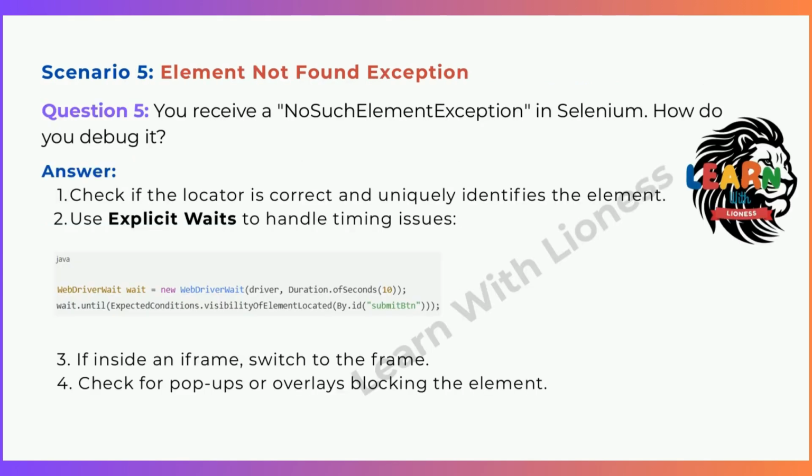Scenario 5. Element not found exception. Question 5. You receive a NoSuchElementException in Selenium. How do you debug it? Answer. Check if the locator is correct and uniquely identifies the element. Use explicit waits to handle timing issues. In Java: WebDriverWait wait = new WebDriverWait(driver, Duration.ofSeconds(10)); wait.until(ExpectedConditions.visibilityOfElementLocated(By.id("submitBtn"))). If inside a frame, switch to the frame. Check for pop-ups or overlays blocking the element.